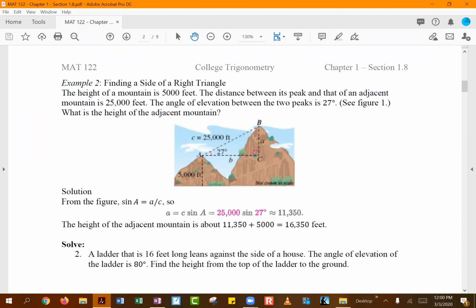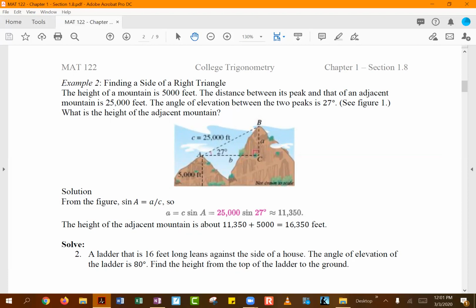So now we're, of course, going to try and apply all of these techniques into applications, which is what your example 2 is starting out with. So this one is saying you have a mountain that is 5,000 feet in height, and you can kind of see that image to guide you along. The distance between the peak of that mountain and an adjacent mountain is 25,000 feet. The angle of elevation between the 2 peaks is 27 degrees. So they want to know what would be the height of the adjacent mountain.